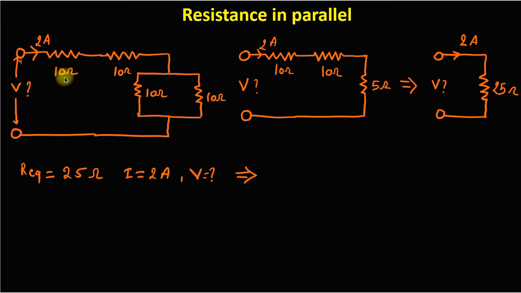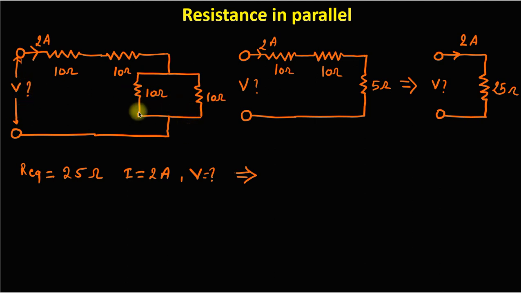So here is the resistance circuit. This is the combination of both parallel and series resistance combination. Here you can see that the current is given in this circuit but the voltage is unknown. So we have to calculate the total voltage given to this circuit.